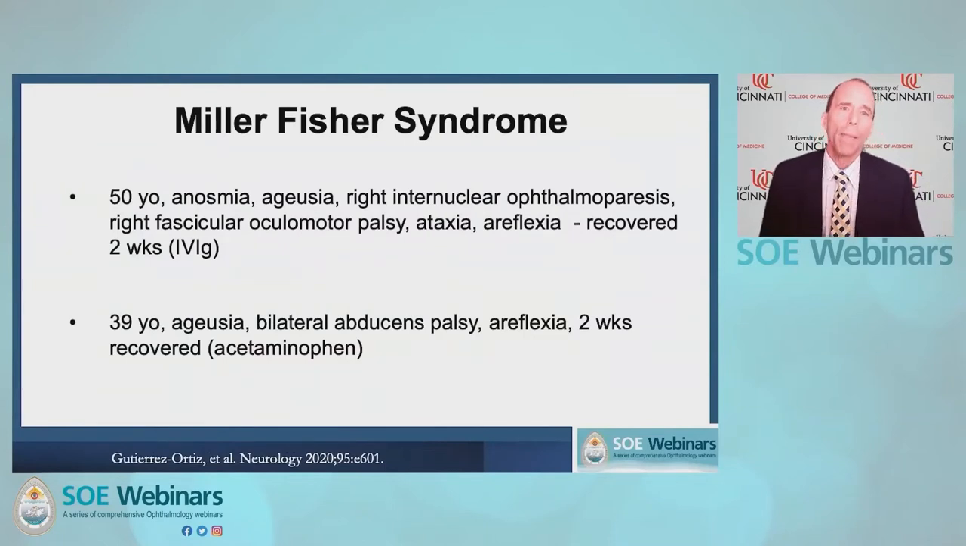There have been reports of the Miller-Fisher syndrome, the Miller-Fisher variant of Guillain-Barré. In this patient report from Gutierrez, Ortiz et al., there were two patients: a 50-year-old who had anosmia, ageusia, a right internuclear ophthalmoplegia, or INO, but also a right fascicular ocular motor palsy, ataxia, areflexia, and was treated with intravenous immunoglobulin, with complete recovery over a couple of weeks. And then a second patient, a 39-year-old with ageusia, bilateral sixth nerve palsies, areflexia, who recovered over a couple of weeks, this time treated only with acetaminophen.